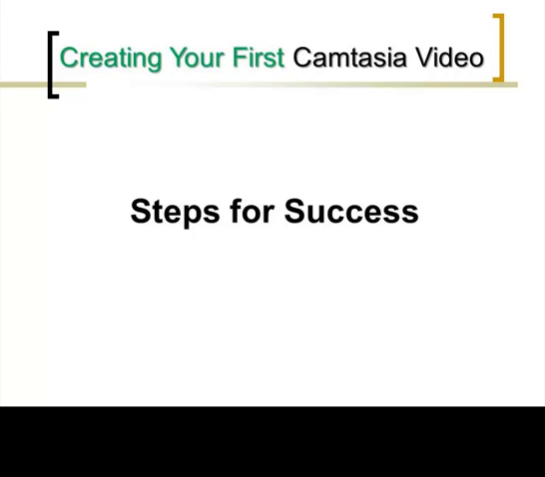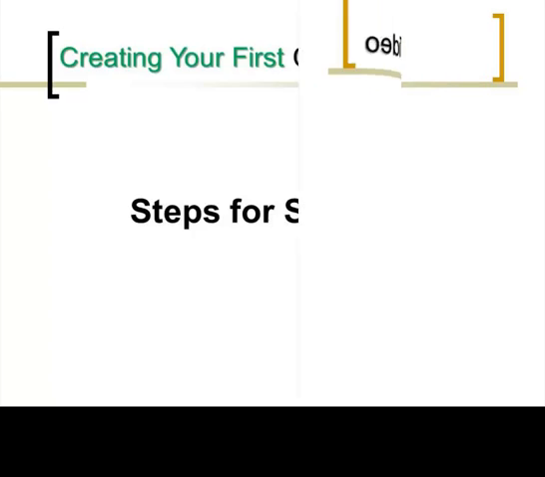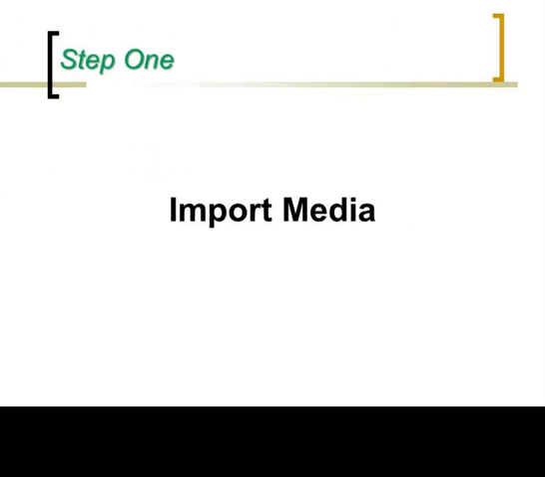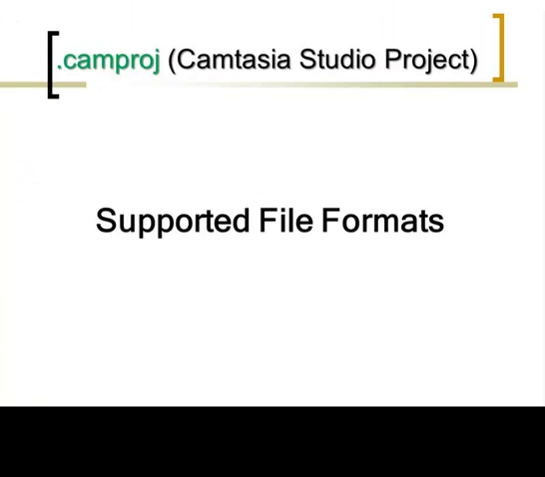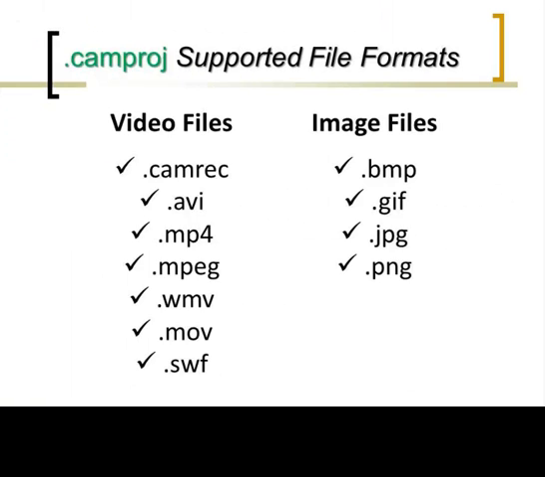To create a video fast and easy, the Camtasia tutorials recommend taking the following steps. Step 1. Import media. Begin by importing the material you will be using, such as images, recording files, video clips, and audio. The supported file formats: for video files, CamRec, AVI, MP4, MPEG, WMV, MOV, and SWF. For image files, BMP, GIF, JPEG, and PNG.